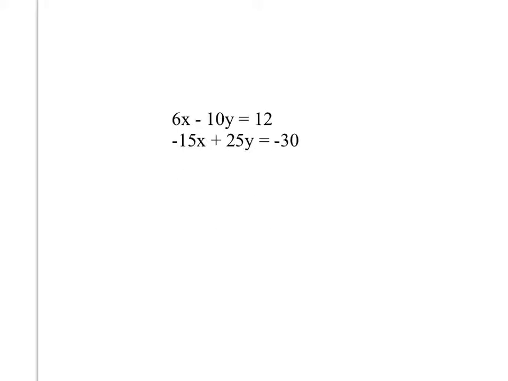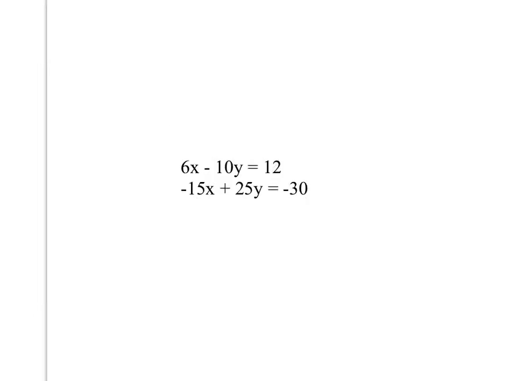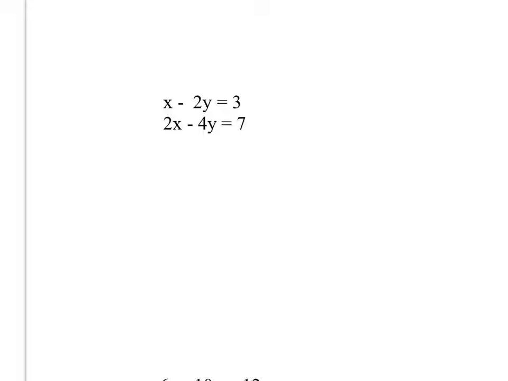Alright, not much left. Looks like I just have 2 examples left. Alright, so let's cancel out the x's on this one. So if I want to cancel out the x's, I need to multiply by negative 2. So we have negative 2x plus 4y equals negative 6, and a positive 2x minus 4y equals 7.